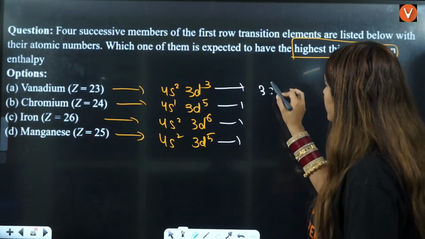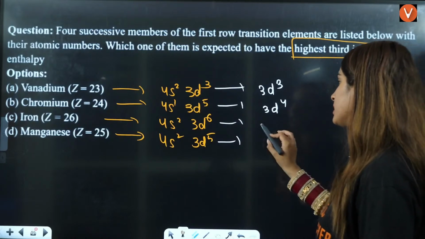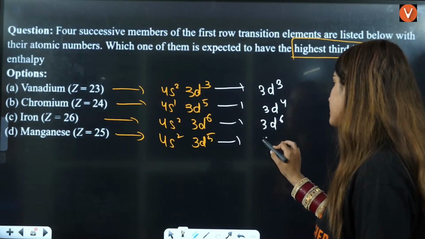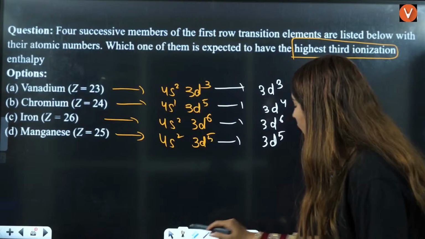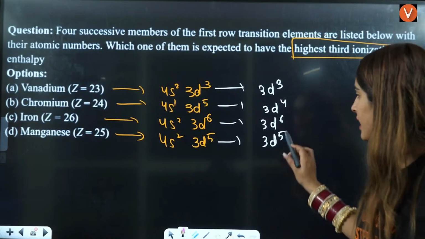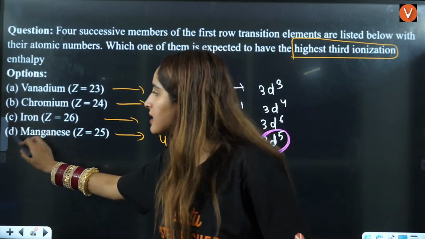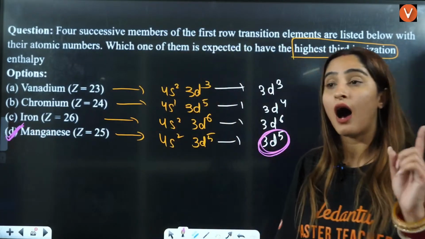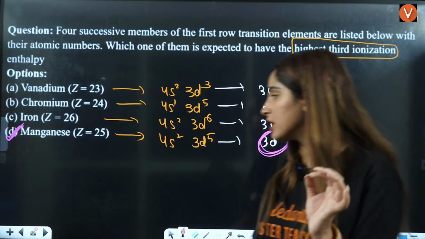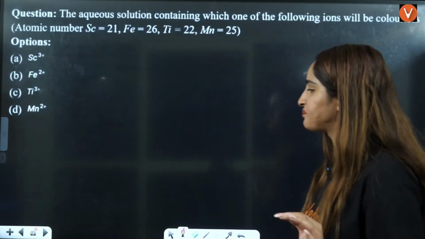So after losing it will be 3d3. It is 3d4. This is 3d6. This is 3d5. So out of the following, which third electron will be very difficult to lose? Definitely from this, because this is half filled, very stable. So D is the correct answer. Half filled and fully filled, it will be very difficult to lose an electron from that.